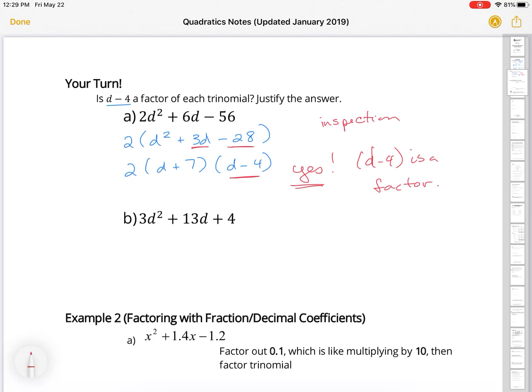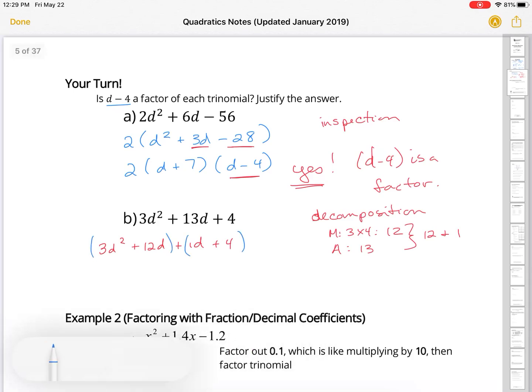Next one, I have 3d squared plus 13d plus 4. It's not a simple trinomial. I can't common factor, so I've got to use decomposition. All right. So 3 times 4, this is for my multiplication number, gives me 12, and they need to add up to 13, so it's going to be 12 and 1. Okay, so 3d squared plus 12d plus 1d plus 4, and then I group and I factor.